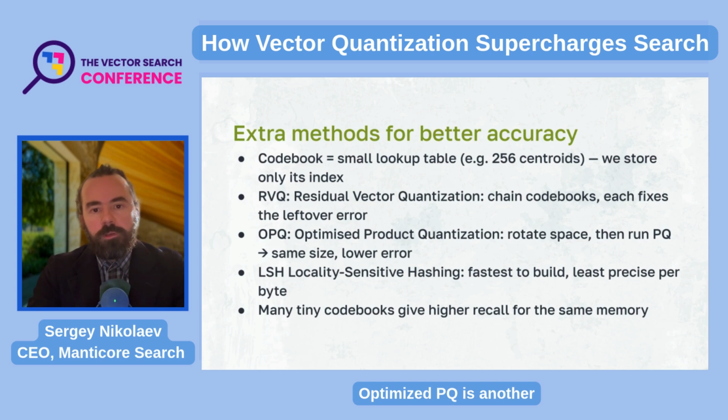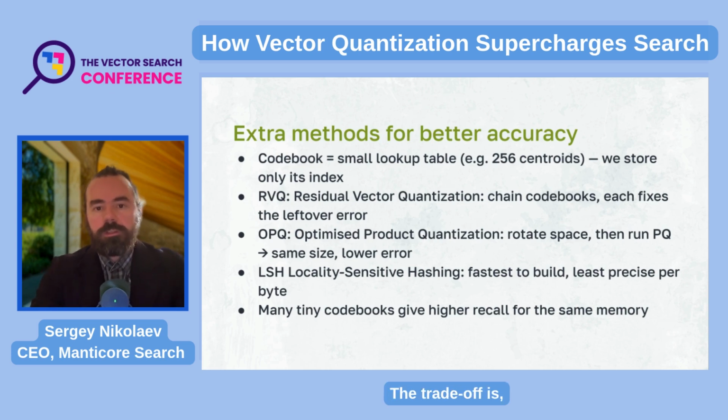Optimized PQ, OPQ, is another add-on. Before running plain PQ, rotate the vector space so variance is spread evenly across blocks. Storage cost is unchanged, but reconstruction error drops 10 to 20%. And yes, the classical SH locality-sensitive hashing still turns up in ultra-low latency systems. It's data-independent and lightning fast to build, but it needs more bits to match the accuracy of the learned methods.